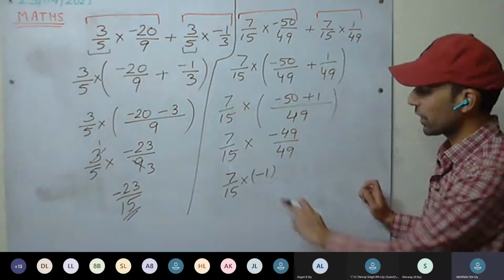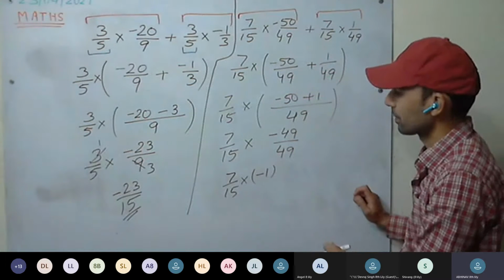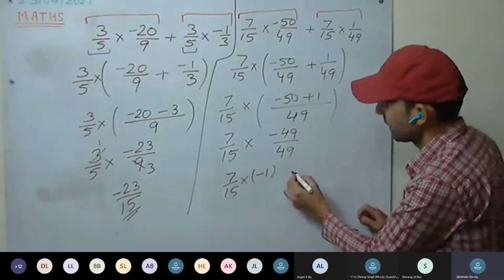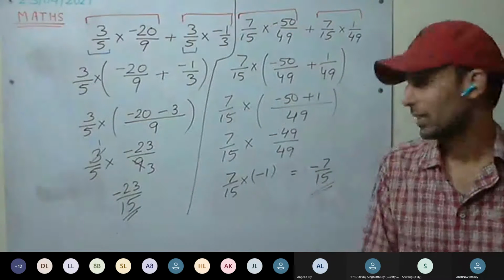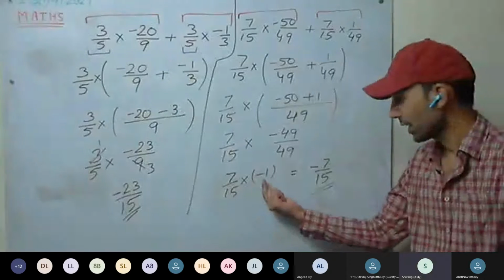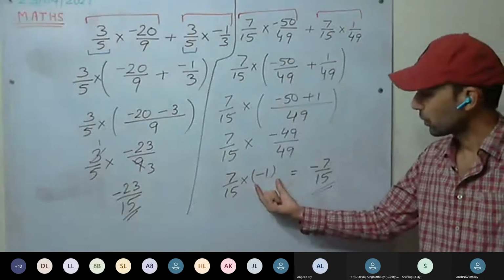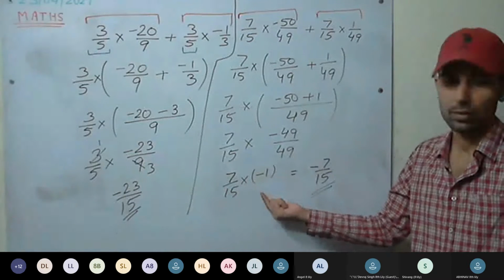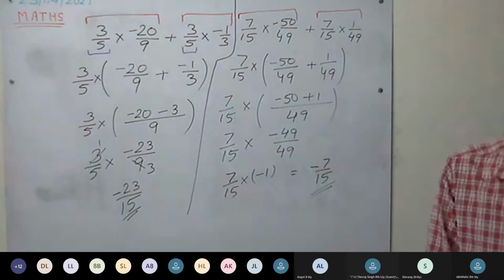Minus. Okay. If you are writing minus 1, Sir, minus 7 upon 15. Yes. Minus 7 upon 15. Good. Okay. When you are writing a single number into minus 1, always put minus 1 in a bracket. So it will be easy to know that we are multiplying these. Okay. Minus 7 upon 15. It was easy.